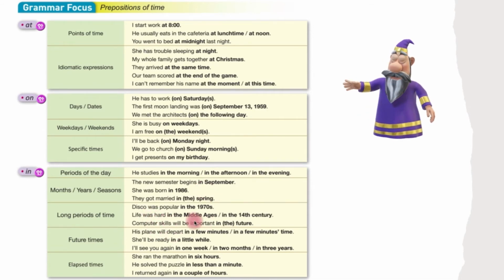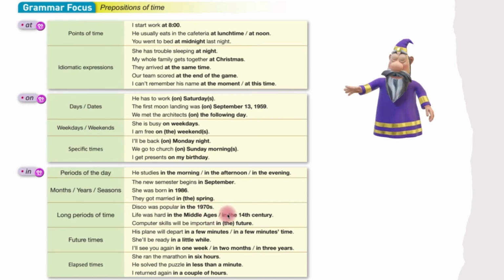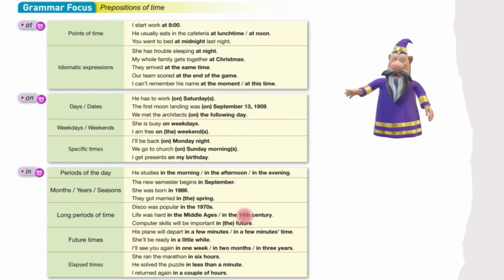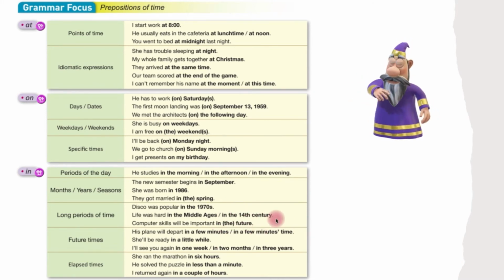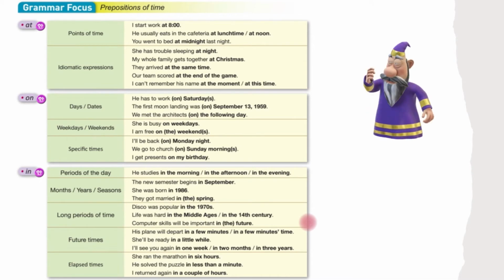Life was hard in the Middle Ages. The Middle Ages, that was about 600 years ago in the 14th century. When people lived in castles and rode around on horses. That was the Middle Ages. Computer skills will be important in the future. So check out Tech English, because you might need Tech English in the future.